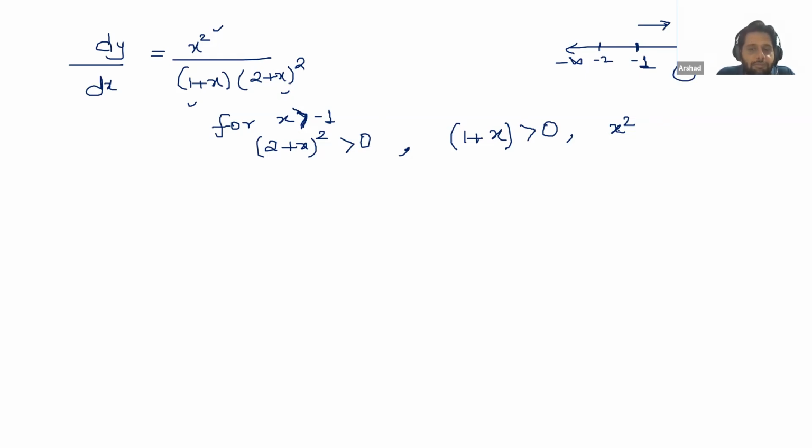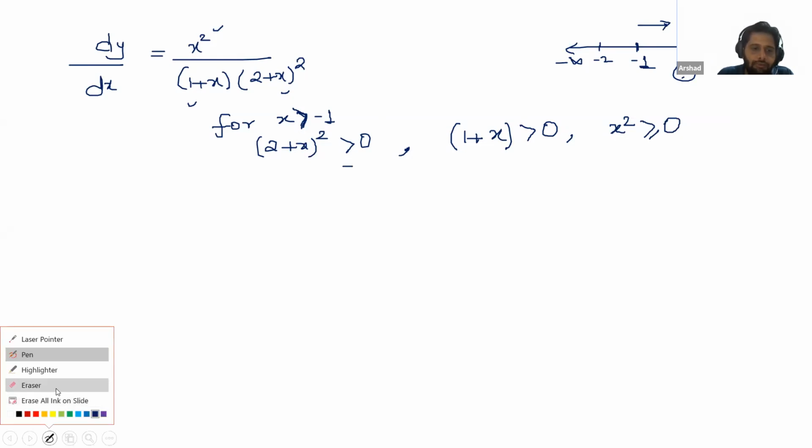Now this is in the numerator, x squared. So if we put the value 0 here, this becomes 0. So we can say greater than or equal to 0. Why is this not equal to 0? Because x should be -2 for this to become 0. We can't select -2 as the value of x is greater than -1. So I hope this is clear to everyone.